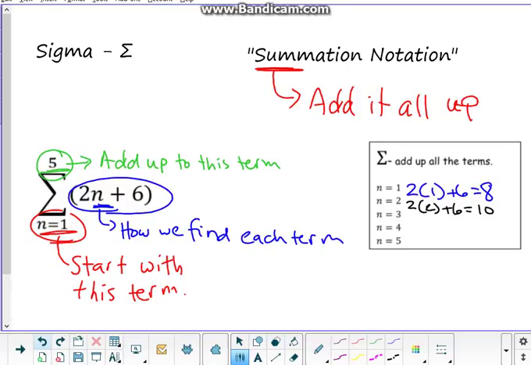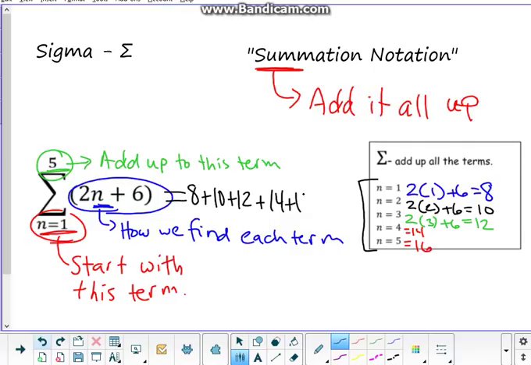So let's go ahead and find all the remaining ones. When we plug in 3, 2 times 3 plus 6, 2 times 3 is 6, and 6 plus 6 is 12. You may already start to see the pattern. How are each of these increasing? Well, each time they are increasing by 2. So that means n equals 4, we're going to have 14, and n equals 5, we're going to have 16. Right? So that's easy enough, and all we have to do now is say that this whole thing is going to equal the sum of all of these numbers that we found. So we have 8 plus 10 plus 12 plus 14 plus 16.